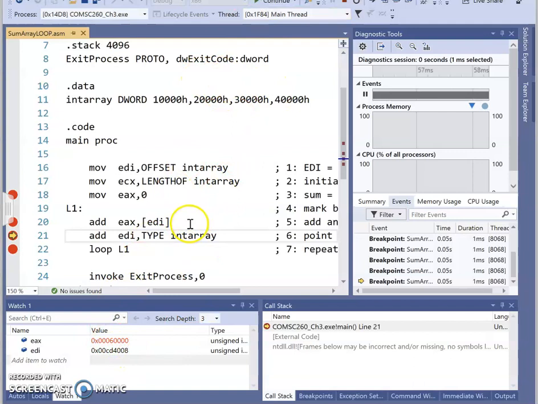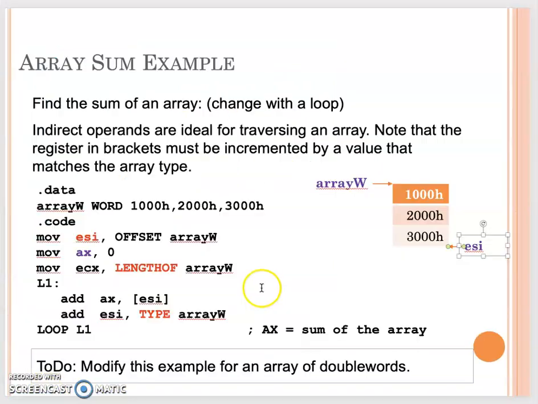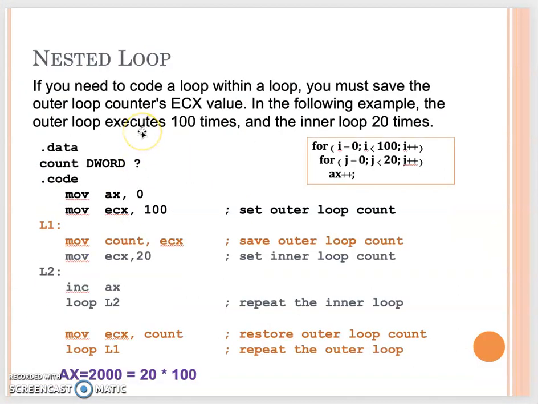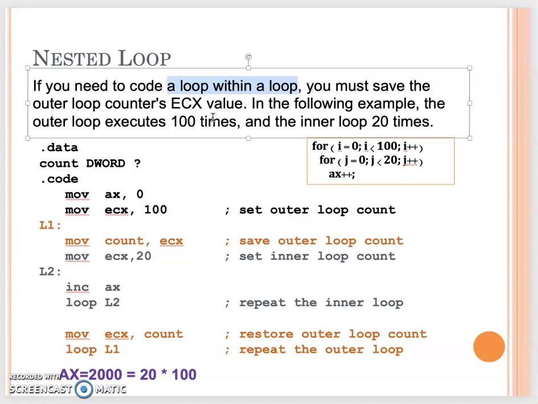Okay, so make sure you run on your IDE through all the source files we gave you. So we have a couple more minutes left in this video. The next one I want to show you, this example may be a little weird, but I just want to show you, since our loop can only use the EAX as a counter, if you need to code a loop within another loop, remember in C++ we call that a nested loop, you must save the outer loop counter EAX value before you go to the inner loop.